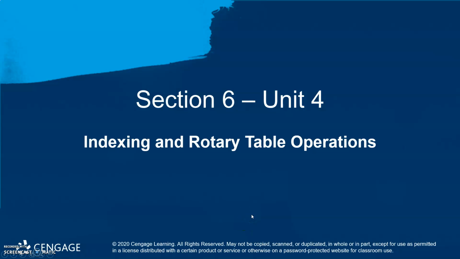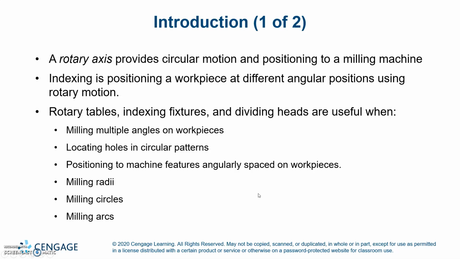Section 6, Unit 4, Indexing and Rotary Table Operations. Introduction. A rotary axis provides circular motion and positioning to a milling machine. Indexing is positioning a workpiece at different angular positions using a rotary motion.